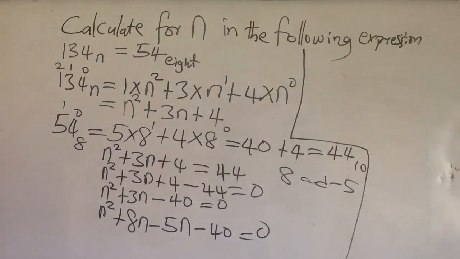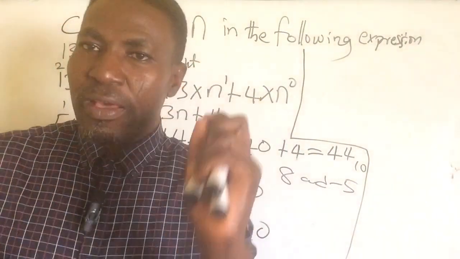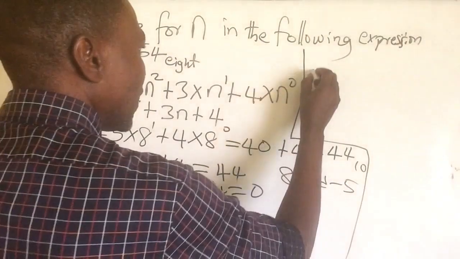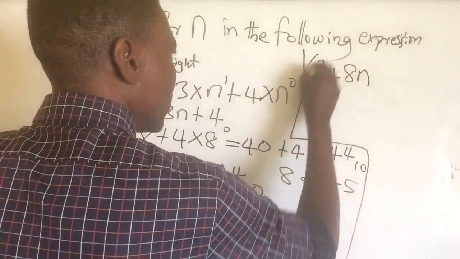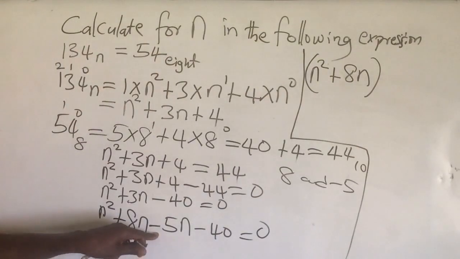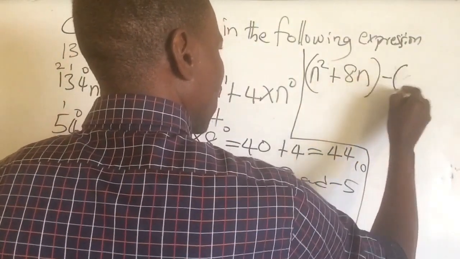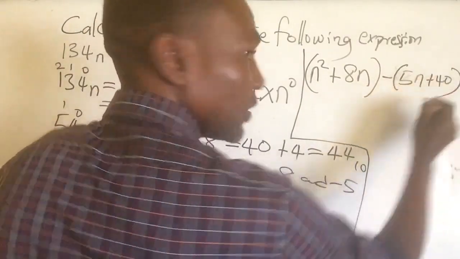Okay, so now concluding this thing, after writing it this way, we now do what? Factorize. So let me factorize. Now factorizing, I will now close these two numbers in bracket. I will now close n raised to power 2 plus 8n. I'll close it in bracket, minus 5. I'll close this one in bracket too, minus 5n plus 40.